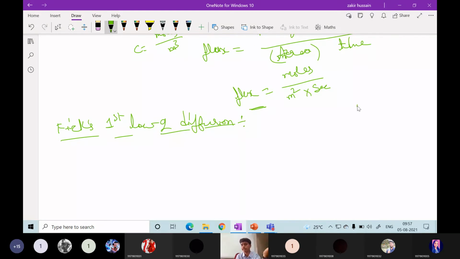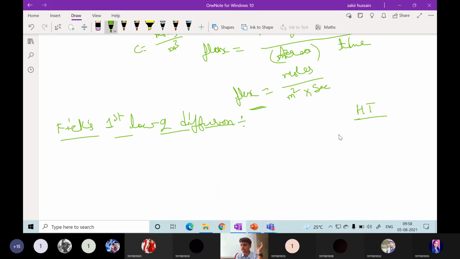Similarly, I am just framing an analogy between fluid mechanics, heat transfer, and mass transfer. These are all transportation processes only. In fluid mechanics, fluid is transported from one region to another. In heat transfer, heat is transferred from one region to another or one body to another. In mass transfer, mass is transferred from one body or region to another region.